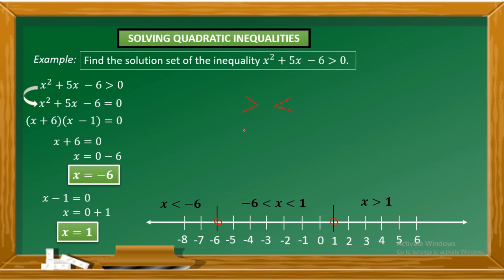But if the symbol is greater than or equal or less than or equal, if there is an equal sign below, your circle should be shaded. Because if it is shaded, it means that negative 6 and positive 1 are included, or part of the solution. Alright?